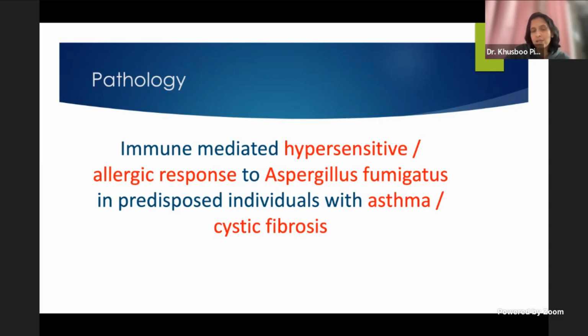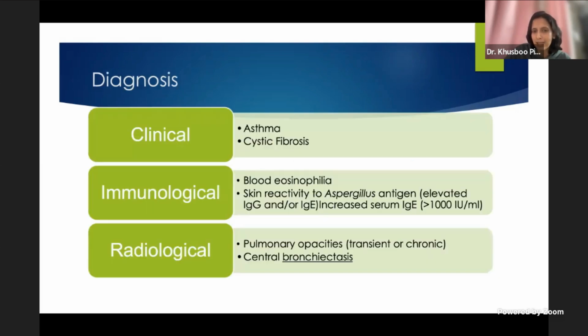I'm stressing this just to say that the clinical scenario of the patient is important in the diagnosis. The three important pillars in the diagnosis of ABPA are the clinical picture, the immunological workup, and the radiological workup. It usually occurs in patients with asthma and cystic fibrosis, though as said earlier, there is no rule. It can occur otherwise also. But the majority of the patients who have ABPA have either a background of asthma or cystic fibrosis.